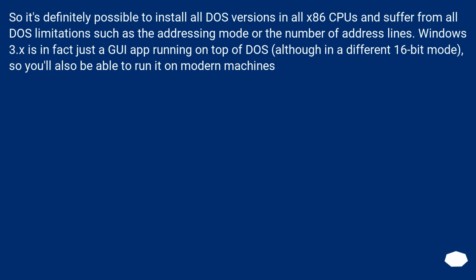So it's definitely possible to install all DOS versions on all x86 CPUs and suffer from all DOS limitations such as the addressing mode or the number of address lines. Windows 3.x is in fact just a GUI app running on top of DOS, although in a different 16-bit mode, so you'll also be able to run it on modern machines.